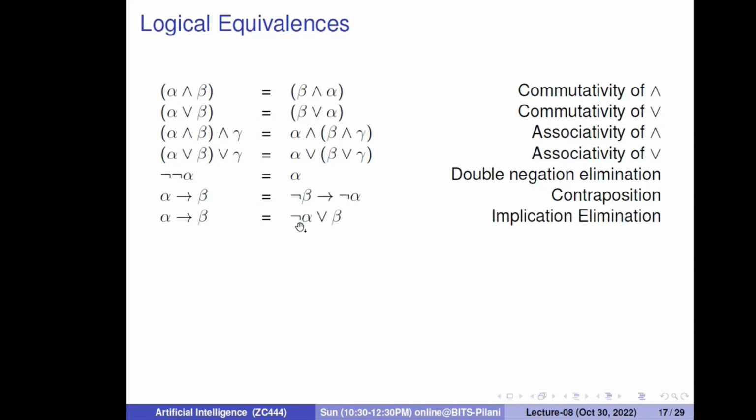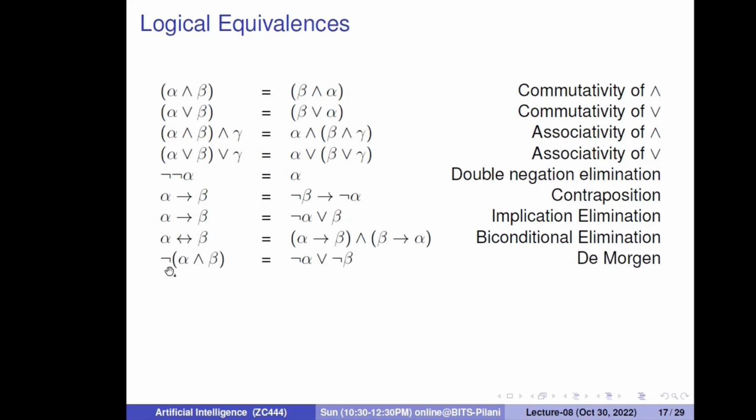A implies B is equal to not of alpha or beta, double implication. You know what they mean. Not, if you apply, it goes inside. This is called De Morgan's law. So it goes minus of alpha, minus of beta, or.